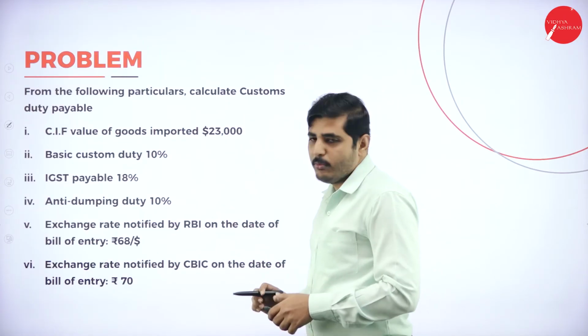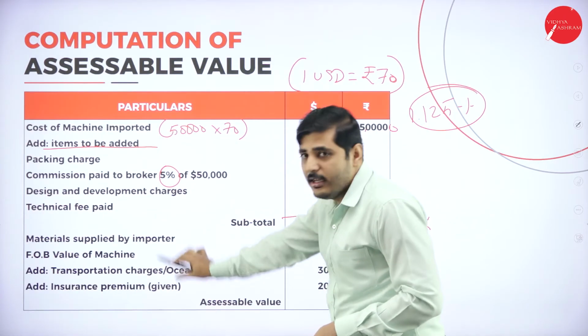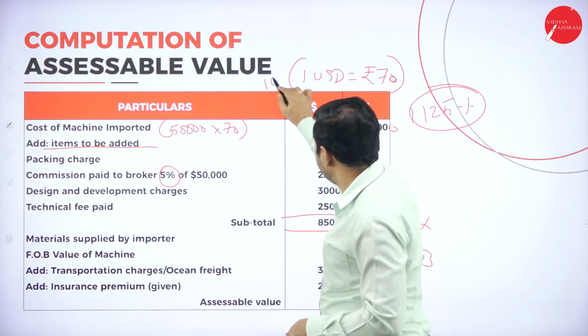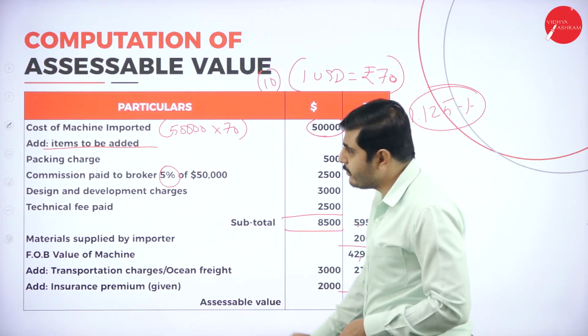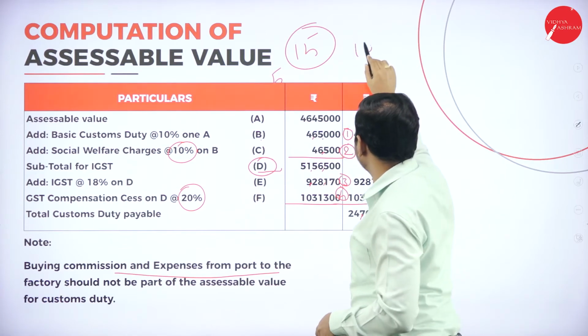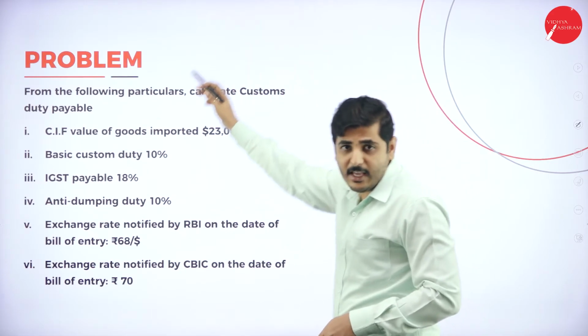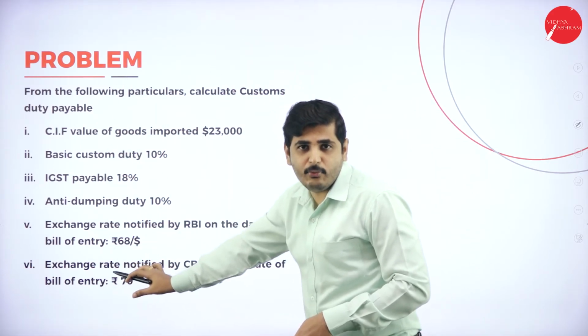Again we'll go for one more problem. This will be a 15 marks problem. Up to here, the calculation of assessable value is for 10 marks, and the calculation of custom duty is 5 marks. Total, 10 plus 5 equals a 15 marks question, a major question. Again for 5 marks, they will give one more problem.